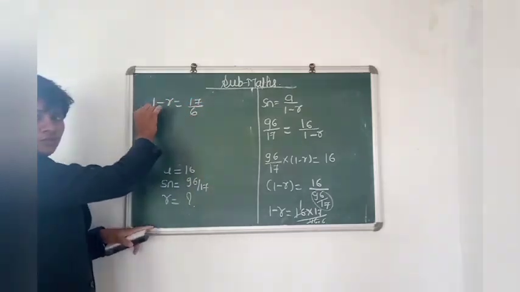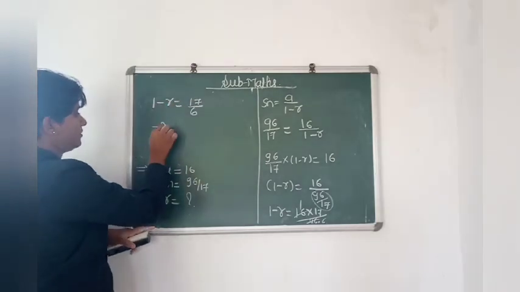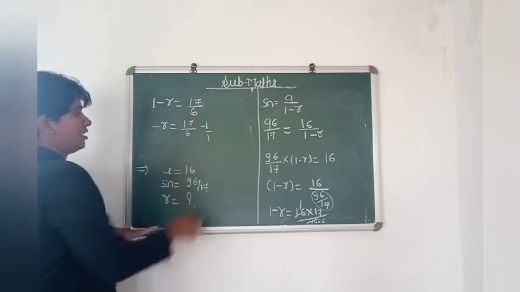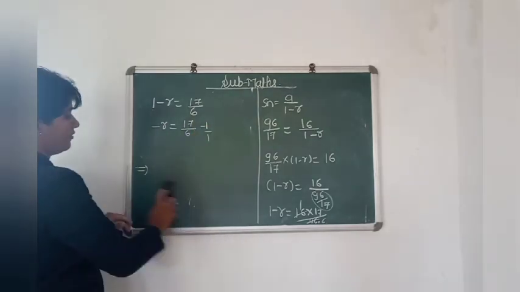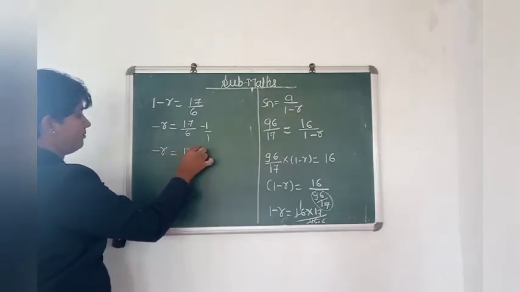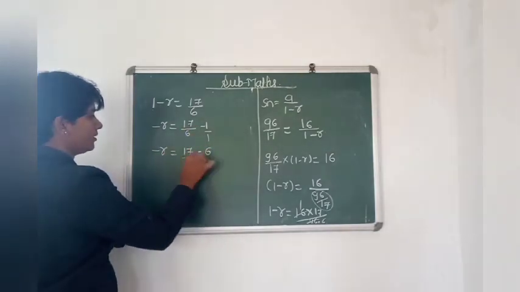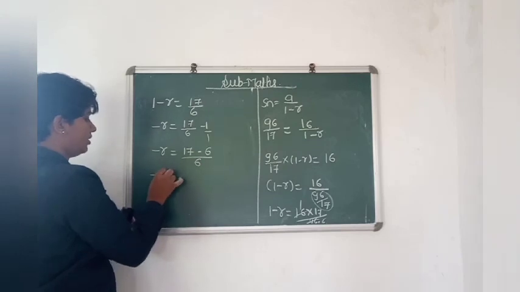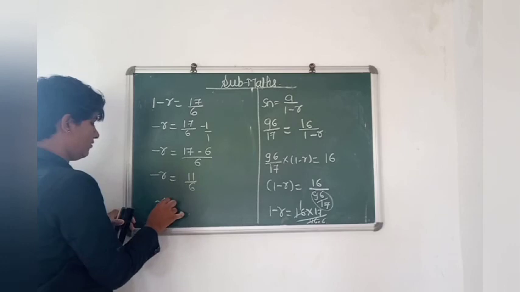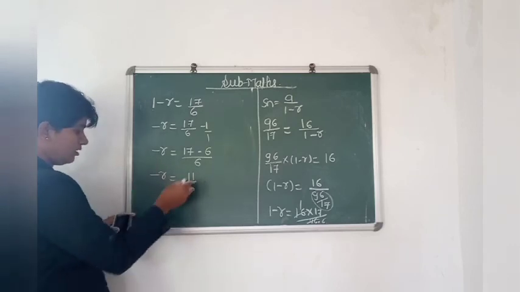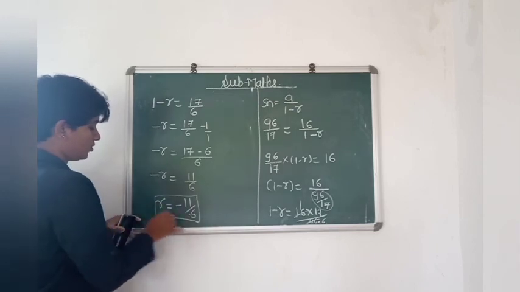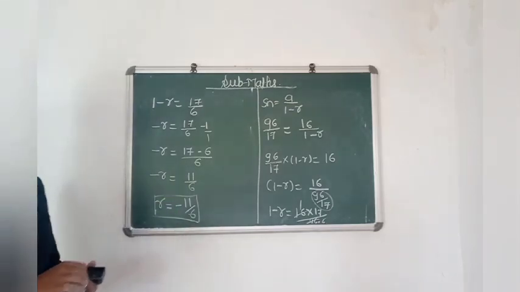So this 1 goes to the other side to become negative. That means minus r is equal to 17 upon 6 minus 1. Here the denominator is not the same, so after cross multiplication we get minus r is equal to 17 minus 6 into 1 is 6 upon 6. After calculating, 17 minus 6 is 11 upon 6. To find the value of r, the minus sign goes to the next term, that means minus 11 upon 6. So the common ratio of the given progression is minus 11 upon 6.